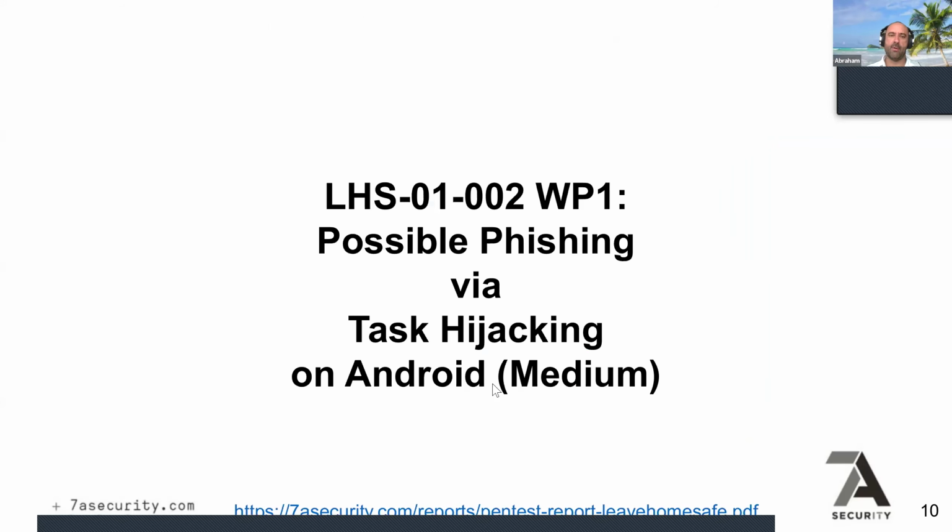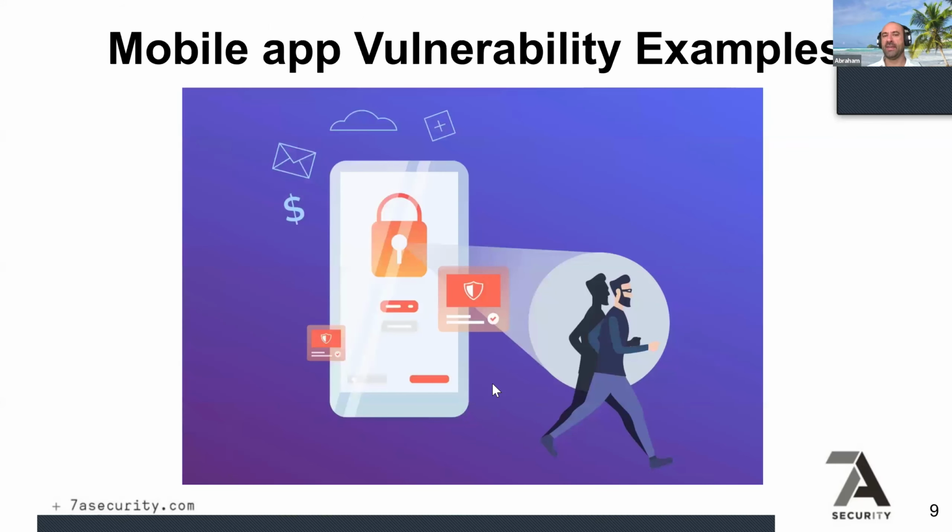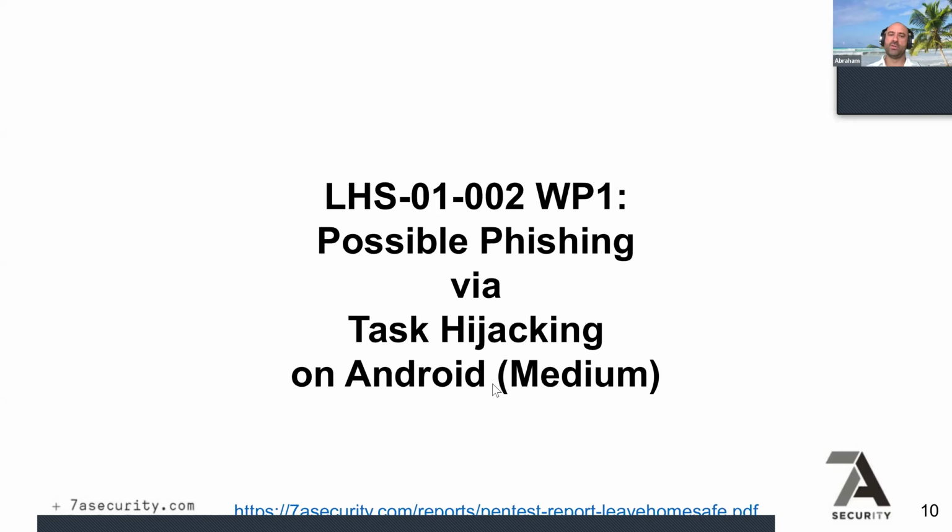So let's see now some mobile application vulnerability examples. The first one I'm going to show is task hijacking, which is an often forgotten attack vector against mobile applications. It still works because Android only patched it in Android 12, so most applications have a minimum Android version of Android 6 or so. So there's a high percentage of the user base still using outdated Android phones, so this attack still works.